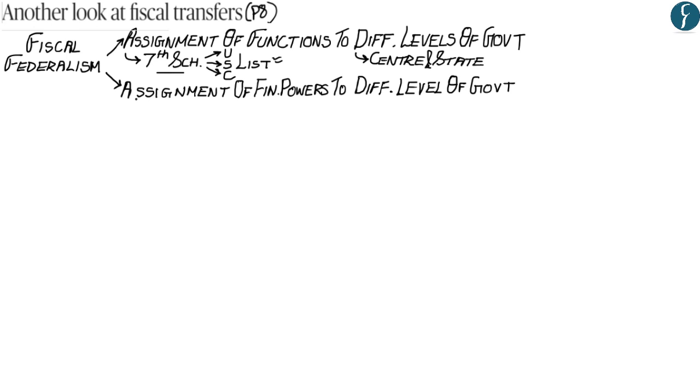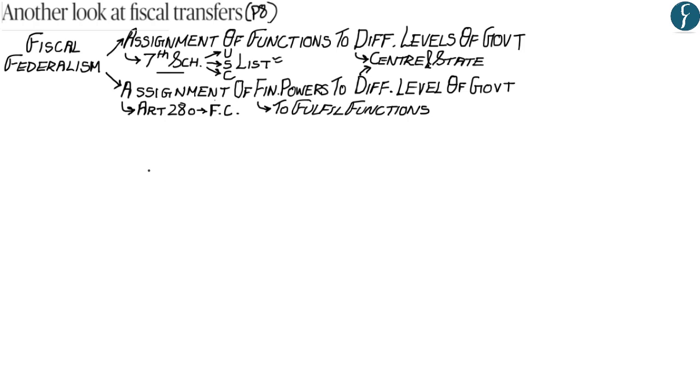And the second aspect of fiscal federalism is the assignment of financial powers to different levels of government, wherein again, different levels of government means the central and the state government. This assignment of financial powers is provided so that they are able to fulfill the functions and the responsibilities that have been given to them under the 7th schedule. The main constitutional body which provides the assignment of financial powers to the central and the state government is the Finance Commission under Article 280 of the Constitution of India.